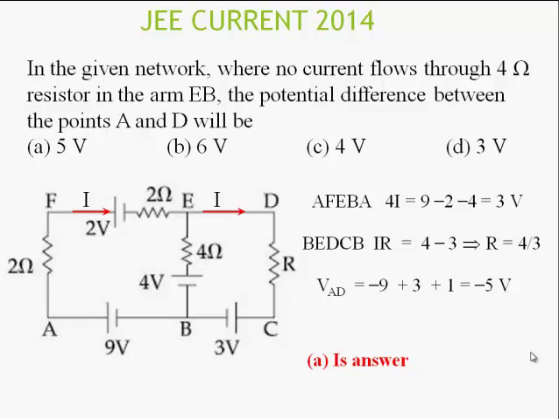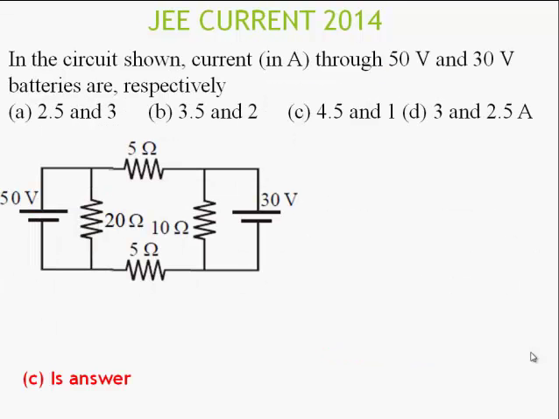Now let's see one more question. This question is there. By mistake the answer is written first, but you should see. We have to find the current through the 50 volt and 30 volt batteries respectively. Let's make the diagram for the currents. I make the current and these are the values.